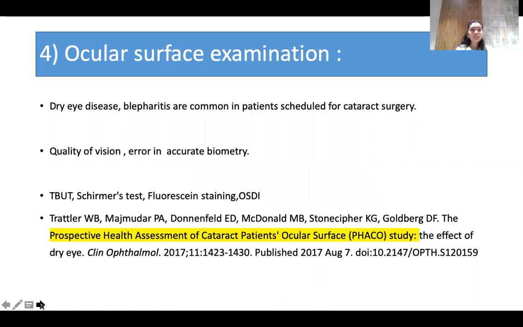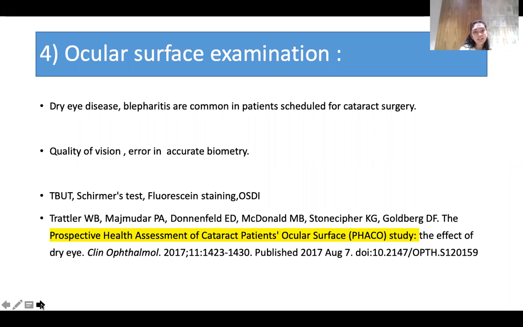Now, over the last few years, ocular surface examination has gained increasing importance. A study known as the PHACO study estimated that the prevalence of dry eye in cataract surgery patients is highly underestimated. Why is that important? Because the two most important reasons for an unhappy patient after a perfect cataract surgery are either a refractive surprise or a poor ocular surface. The ocular surface is going to give you a lot of quality of vision issues, and is going to interfere with an accurate biometry measurement.